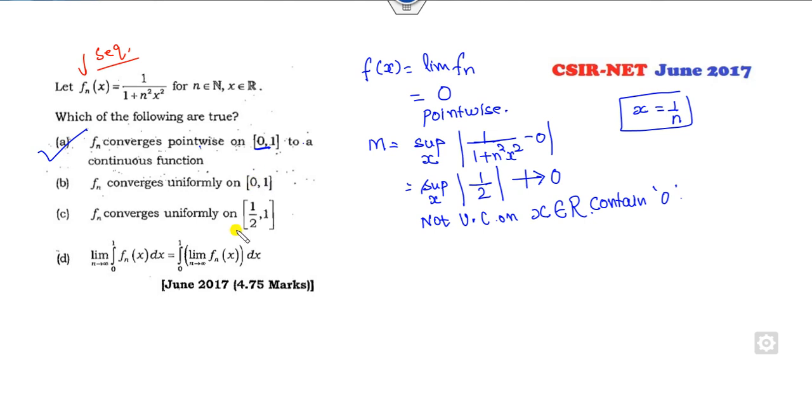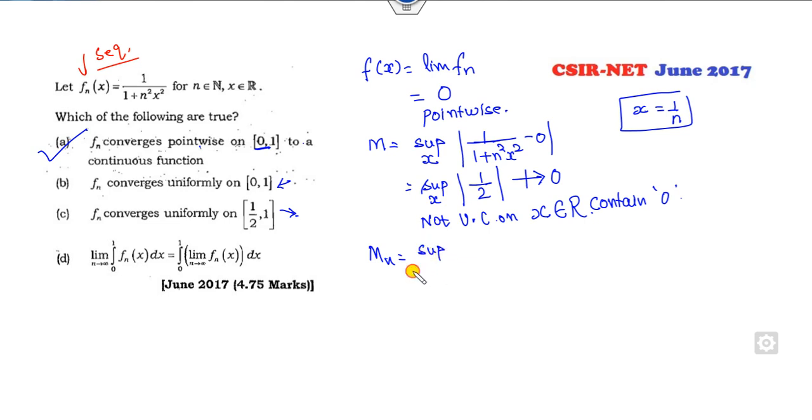f_n is uniformly convergent on [0, 1] and on [1/2, 1]. We need a 0 here. How can you make it? Because these are the two cases. In this case 0 is contained. In this case 0 is not contained. So what is the meaning of that? How can you say f_n converges uniformly?